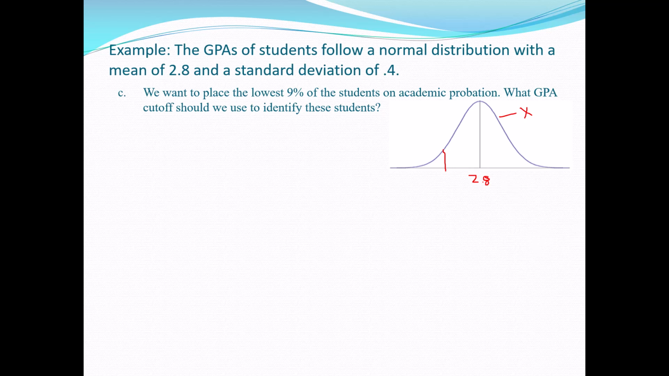Aren't the lowest 9% going to be in the left-hand tail? We now call this X naught, and we know that this probability here is 0.09. Now, if I'm using the standard normal table, I need to think about this as a 4-digit decimal. So let's put some stuff up here. The probability a GPA is less than X naught is 0.09. I'm going to change that to a z-score. That's how we solve that.